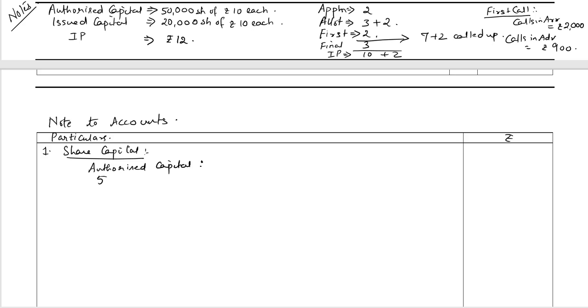It is 50,000 shares of rupees 10 each, which is rupees 5 lakh, with a double underline. Let's go on to issued capital.